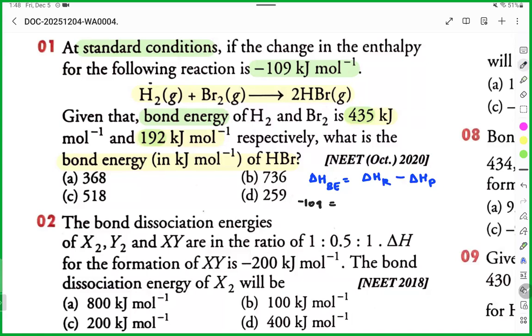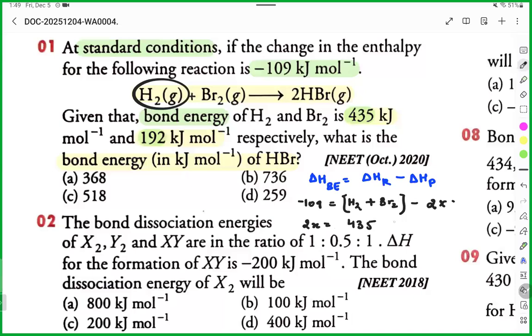So this value minus 109 is equal to reactant. How many reactants do you have? One is hydrogen, 192. So hydrogen enthalpy plus bromine enthalpy minus product. How many products do you have? 2 moles. And what is the energy of each? We have to calculate X. Understood? So 2x will go to the other side and become plus. This will go to the other side and become plus. What is the hydrogen value?